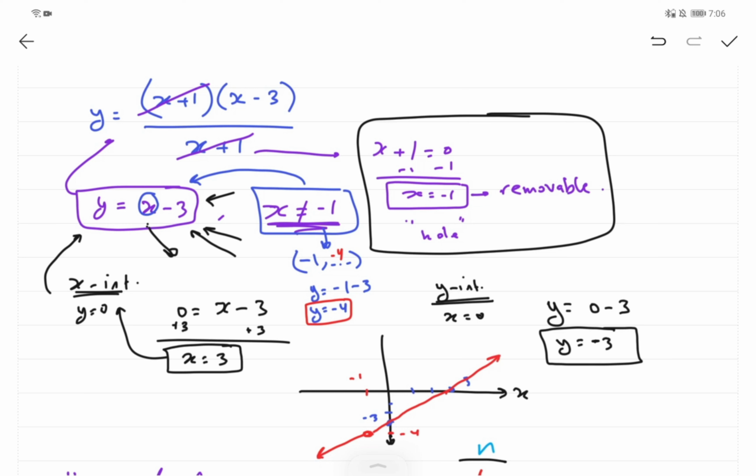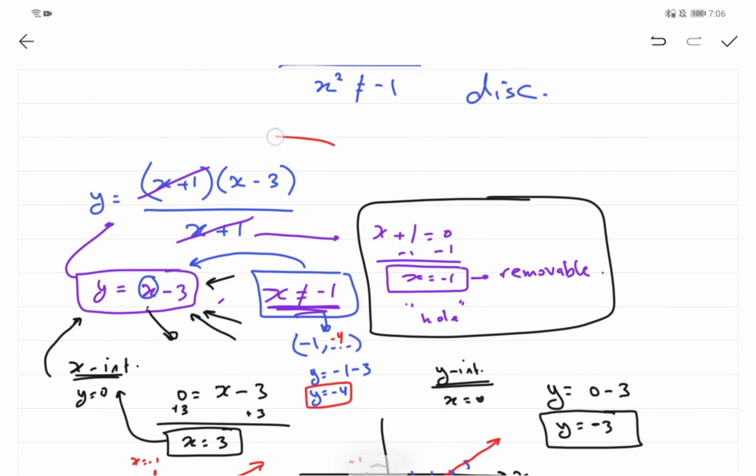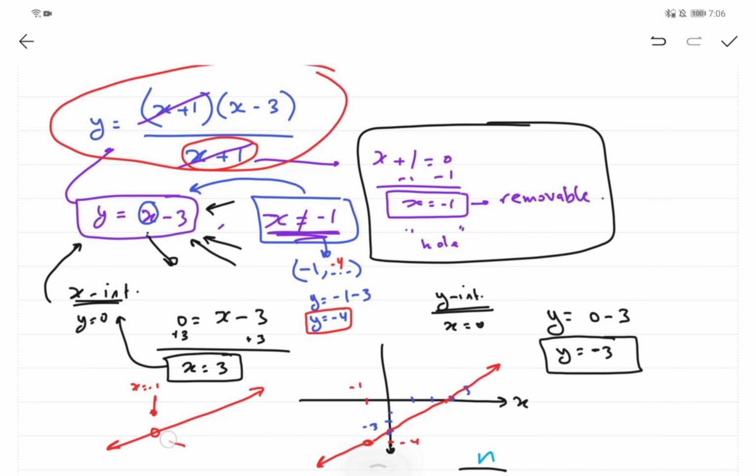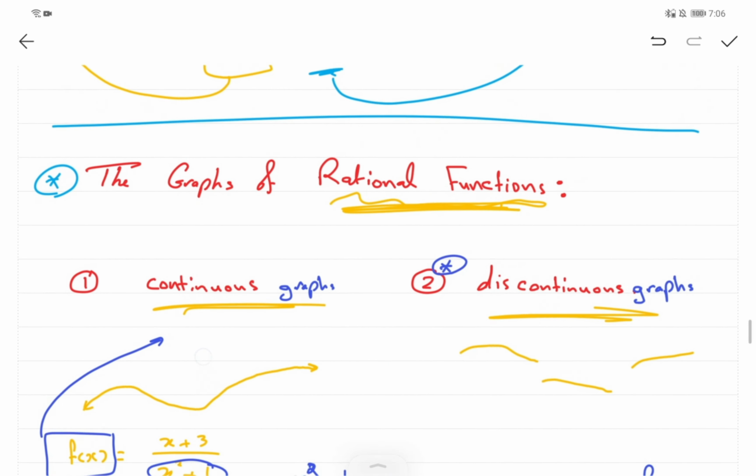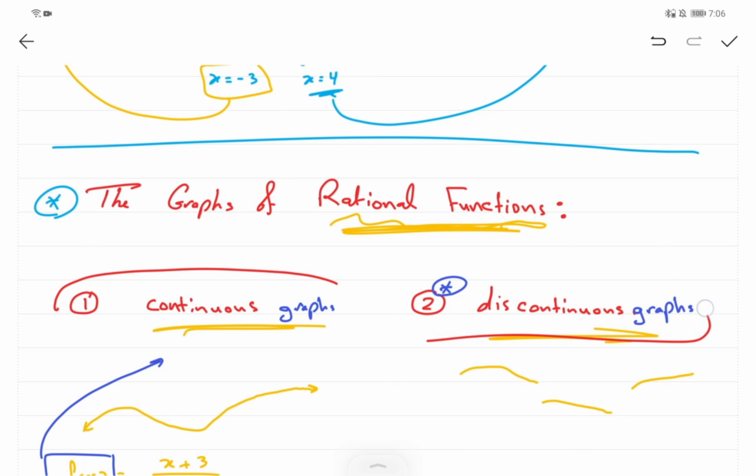So simply we're going to have a straight line, but this part is going to be removed, because at this specific point, when x equals -1, the function will be undefined. If you go back to the original function, x plus 1 is in the denominator, so when x equals -1, the denominator will be 0 and the function will be undefined. So that's why there will be a hole here. So remember, we are talking about a discontinuous graph when we have a hole.